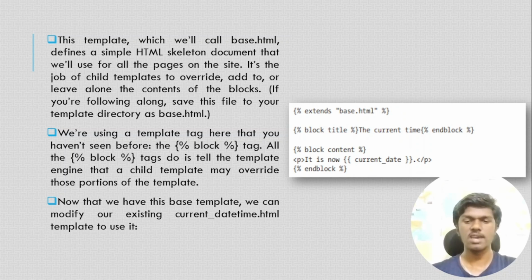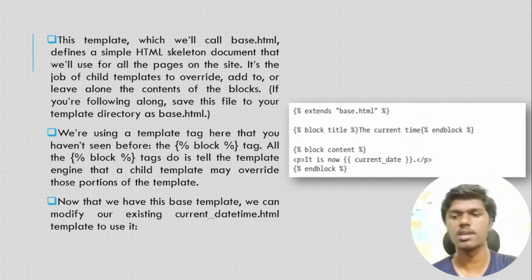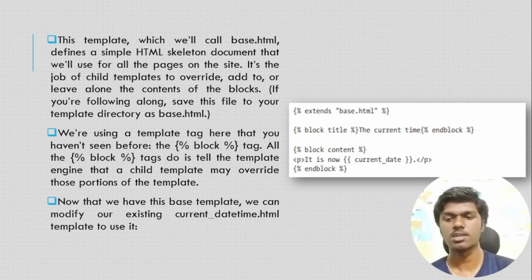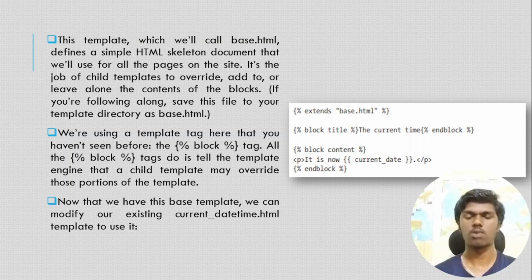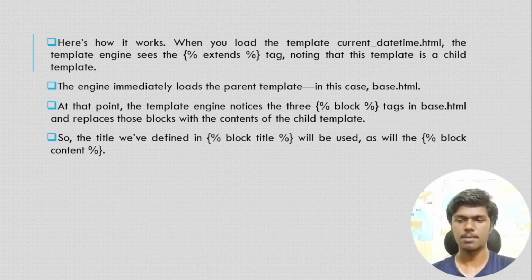All the {% block %} tags do is tell the template engine that a child template may override these portions of the template. Now that we have this base template, we can modify our existing current_datetime.html template to use it. So what we are going to do is use the extends tag, and inside that we are modifying. The block tag can be used as we know from the base.html file. We have {% block title %}. That's our block tag. Inside this we are now including the current date tag, and later we use the {% block content %} tag as well to include the current date. That's how we use a base template to extend the child template.